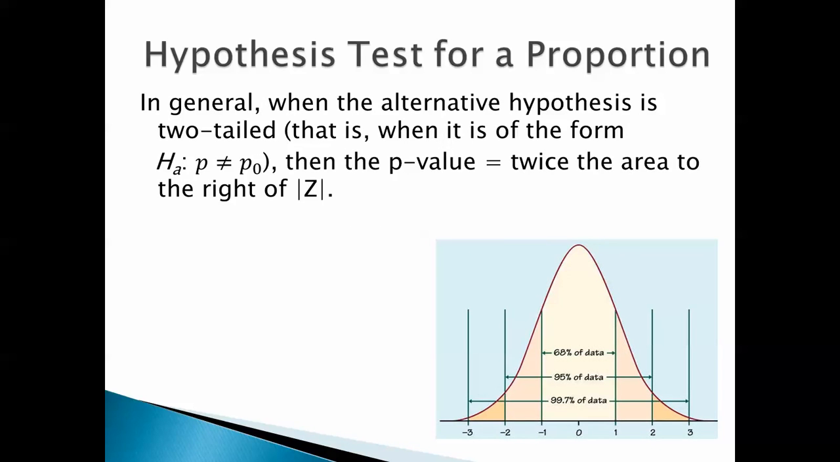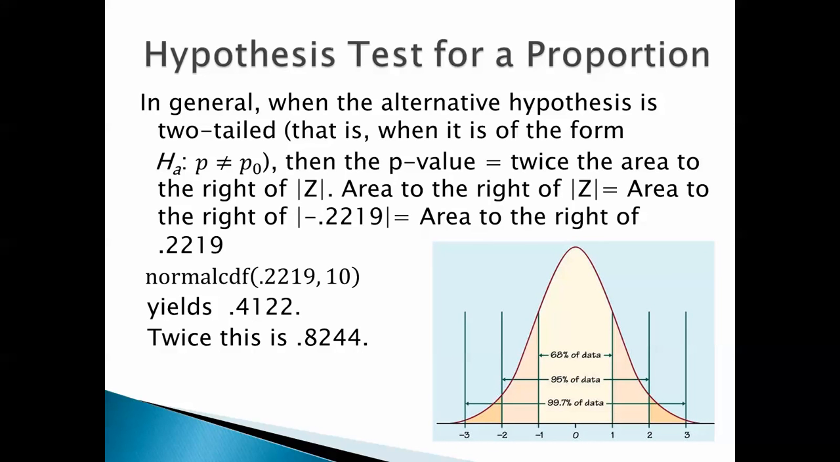In general, when the alternative hypothesis is two-tailed, that is, when it's of the form H sub a, p does not equal p0, which is what we have in our case, the p-value is twice the area to the right of the absolute value of z. So the area to the right of the absolute value of negative 0.2219 is the area to the right of 0.2219.